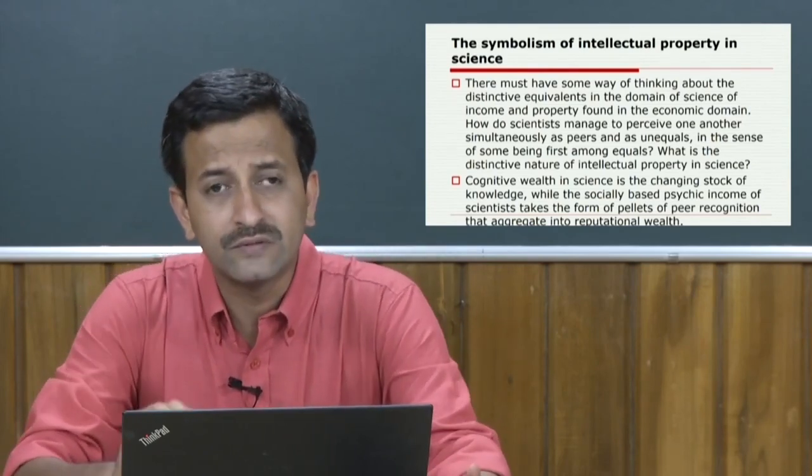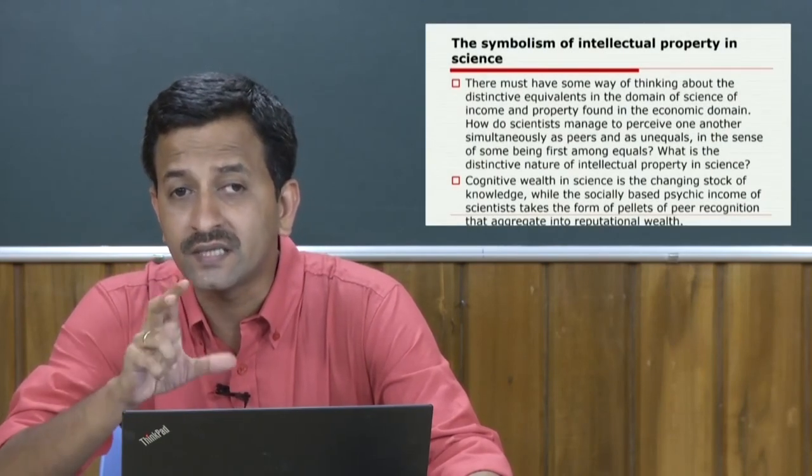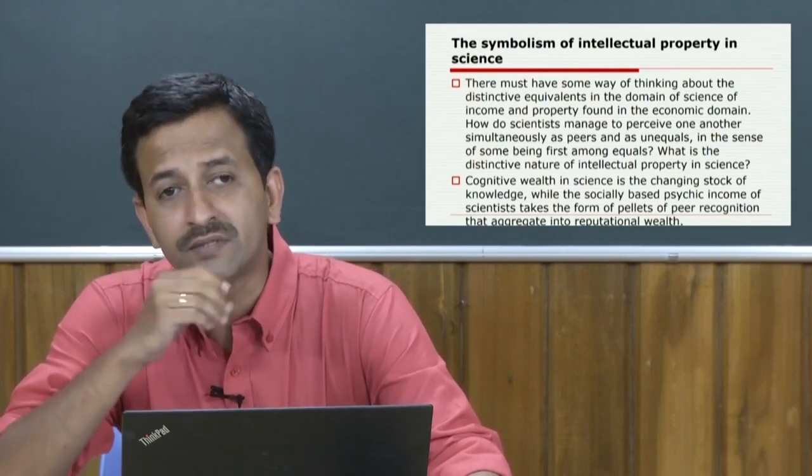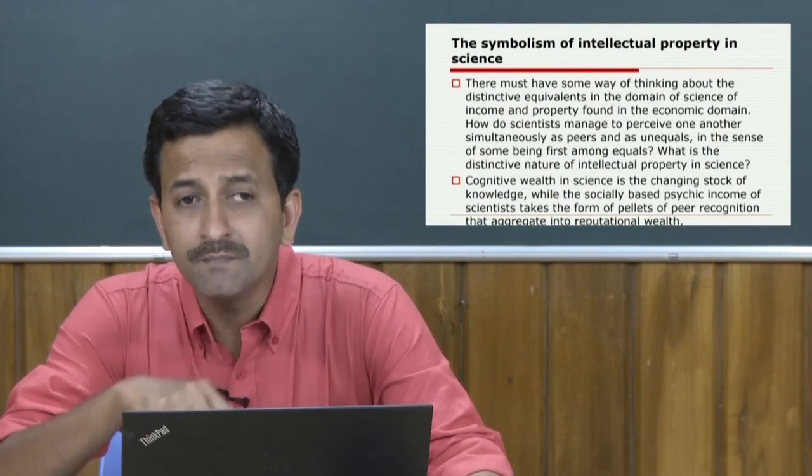Let us use these terms: hunting and gathering economy, the slave society, the feudal society, and the capitalist society, which Marx envisioned would unstoppably and unavoidably move on to socialism and thereafter communism. That is very important in the context of social theory, but in the context of STS that we are discussing here, we'll discuss the way scientists manage to perceive one another simultaneously as peers on the one hand and as unequals on the other in a capitalist structure. And the world of science is no exception, in the sense of some being first among equals.